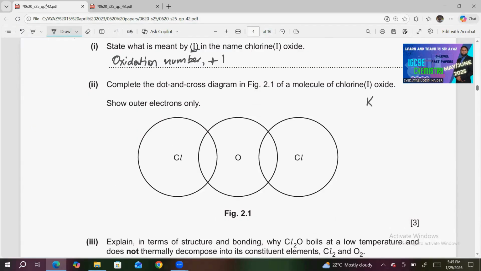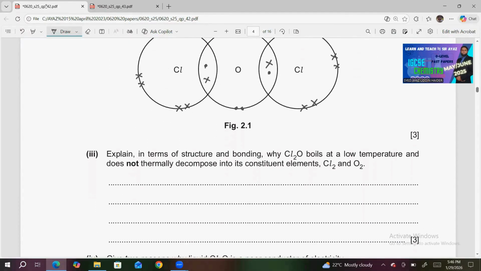So let's show the key on the right hand side. I'm using cross for chlorine, and for oxygen, I'm using dot. So for chlorine, we have 1, 2, 3, 4, 5, 6, 7. For the left hand side, we have 1, 2, 3, 4, 5, 6, 7. What about oxygen? It has 6 valence electrons, so we have 1, 2, 3, 4, 5, 6. This will be the final dot and cross diagram in this case.